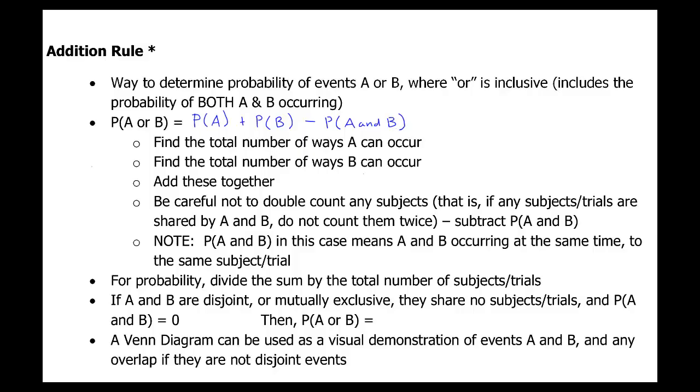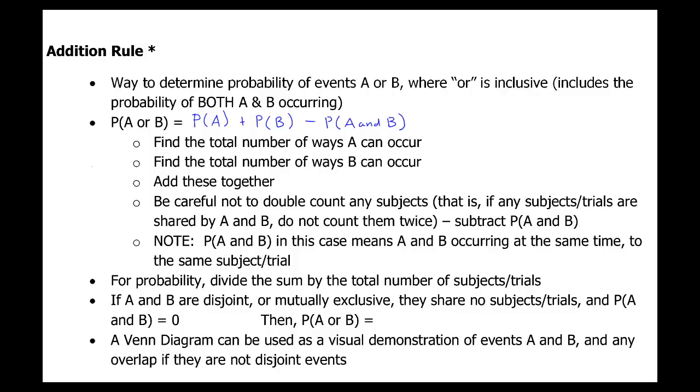So first we find the number of ways A can occur, which is the probability of A, and the total number of ways B can occur, which is the probability of B. We add those together, and the reason we subtract the probability of A and B is because if A and B can happen simultaneously, you're counting them twice if you do the probability of A plus the probability of B. You're counting the A and B with the A, and you're counting the A and B with the B, so you need to subtract one of those so you don't double count it. And that's where that equation comes from.